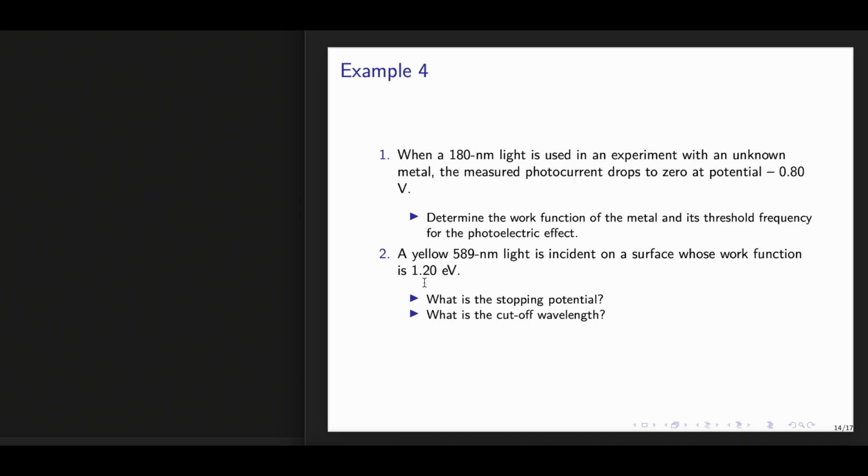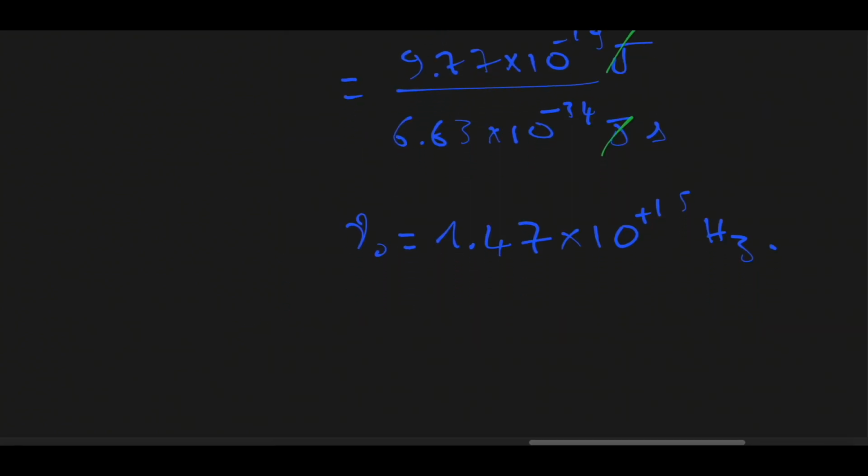Second question. In this one we have a yellow light with this wavelength, which is incident on a surface whose work function is equal to 1.20 eV. What is the stopping potential and what is the cutoff wavelength? The cutoff wavelength means the threshold wavelength.